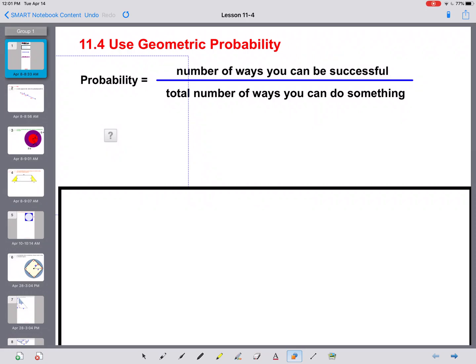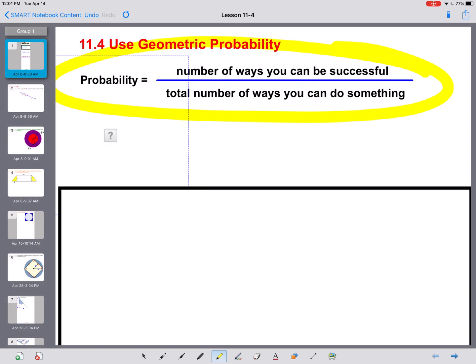This is Geometry Lesson 11.4. What we're looking at today is geometric probability. We're going to do probability, but with geometric shapes. First of all, take a look at our little formula that we're going to be using for probability. Probability is the number of ways you can be successful divided by the total number of ways something can be done.